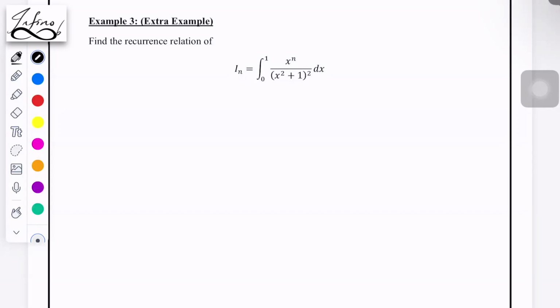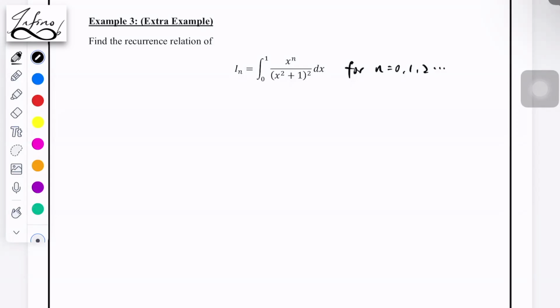So the question says, find a recurrence relation of I_n, the integral from 0 to 1 of x to the power n over (x squared plus 1) squared dx. I think the question should specify that, for easier calculation, n should start from 0 and go up to infinity. And then this one shouldn't be too hard.